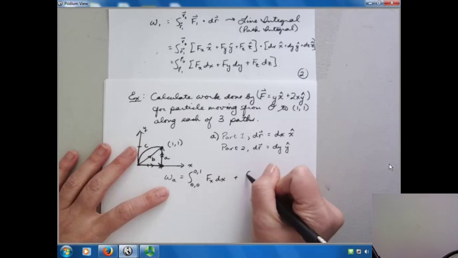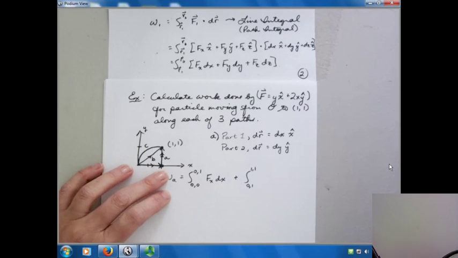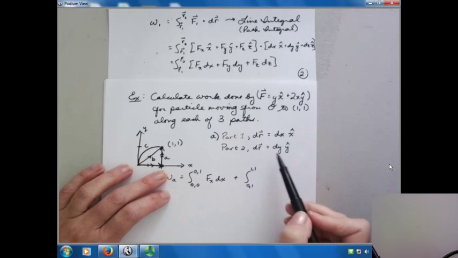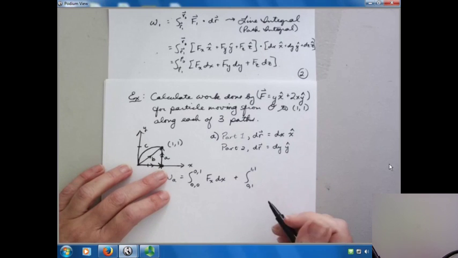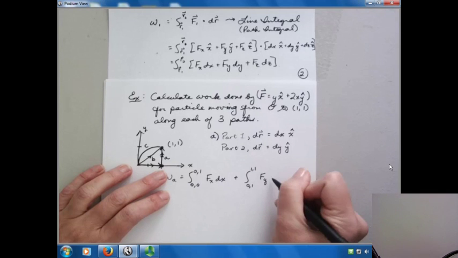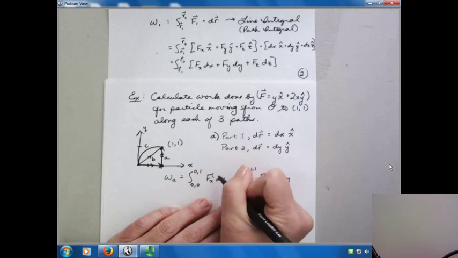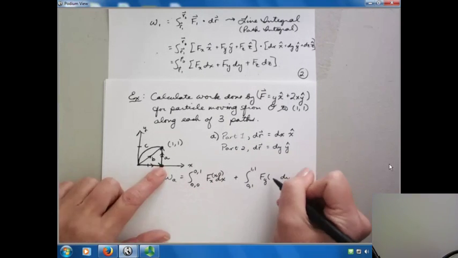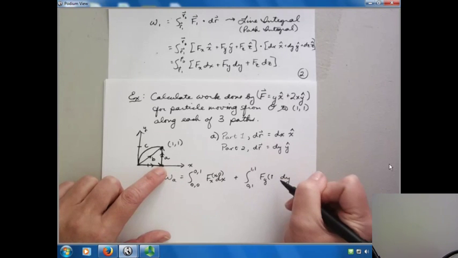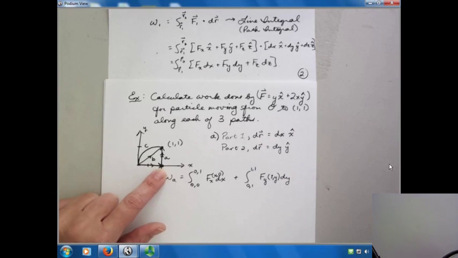And then for my second piece of the path, I'll go from (0, 1) up here to (1, 1). And I am going to have f dotted with dr, where dr is dy times y hat. So that will just give me f_y dy. And I probably should have been clearer here: along this path, x will go from 0 to 1, but y will always be equal to 0. And along this path, x will always be equal to 1, but y will go from 0 to 1. Okay.